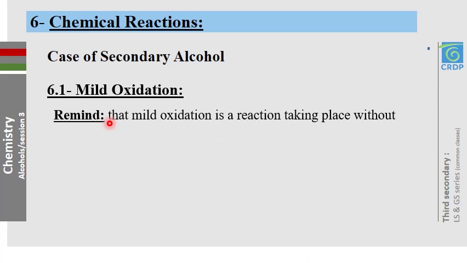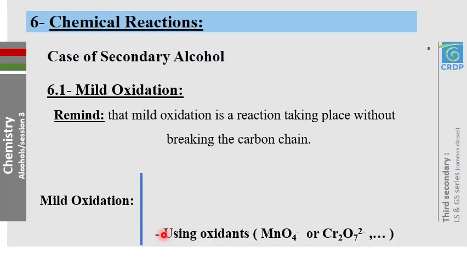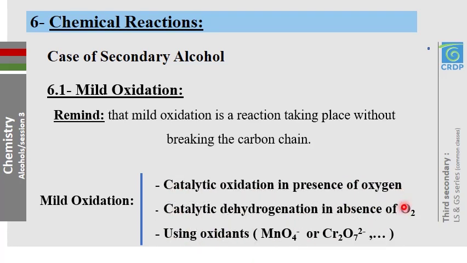Do you still remember what is meant by mild oxidation? Mild oxidation is a reaction that takes place without breaking the carbon chain. Mild oxidation of secondary alcohols, as in the case of primary alcohols, is needed in 3 cases: mild oxidation using oxidants, catalytic dehydrogenation in absence of oxygen, and catalytic oxidation in presence of oxygen.